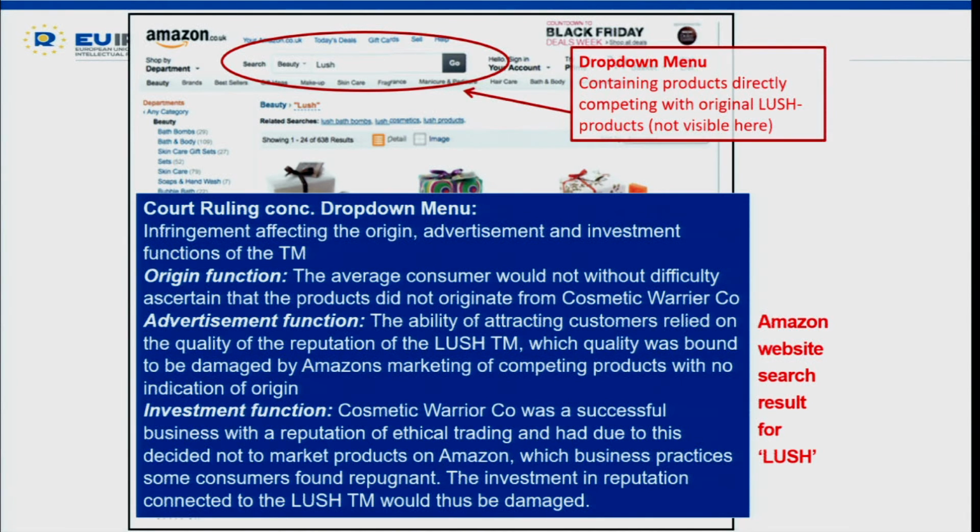And the investment function was affected because Cosmetic Warrior was a successful company with a reputation of ethical trading and had due to this decided not to market products on Amazon, which business practices some consumers found repugnant. The investment in reputation connected to the Lush trademark would thus be damaged.